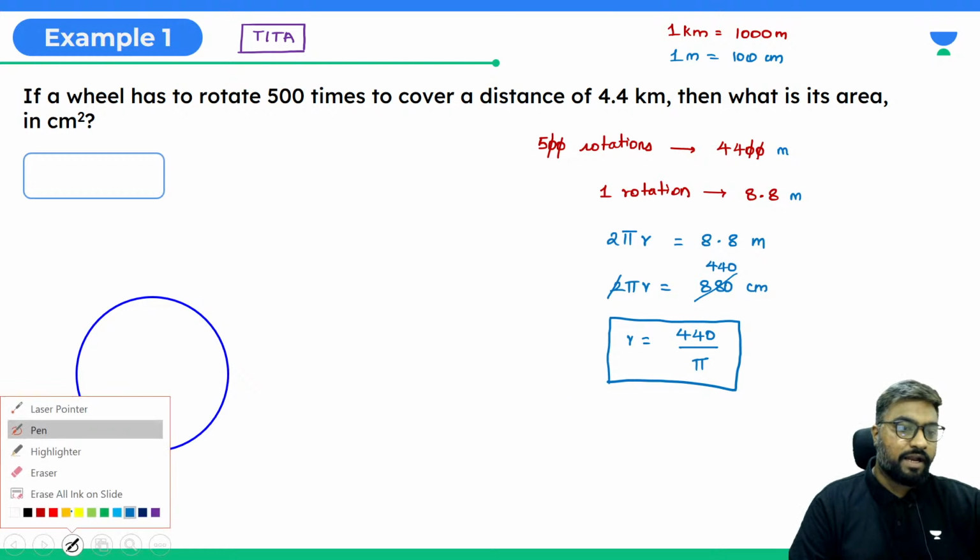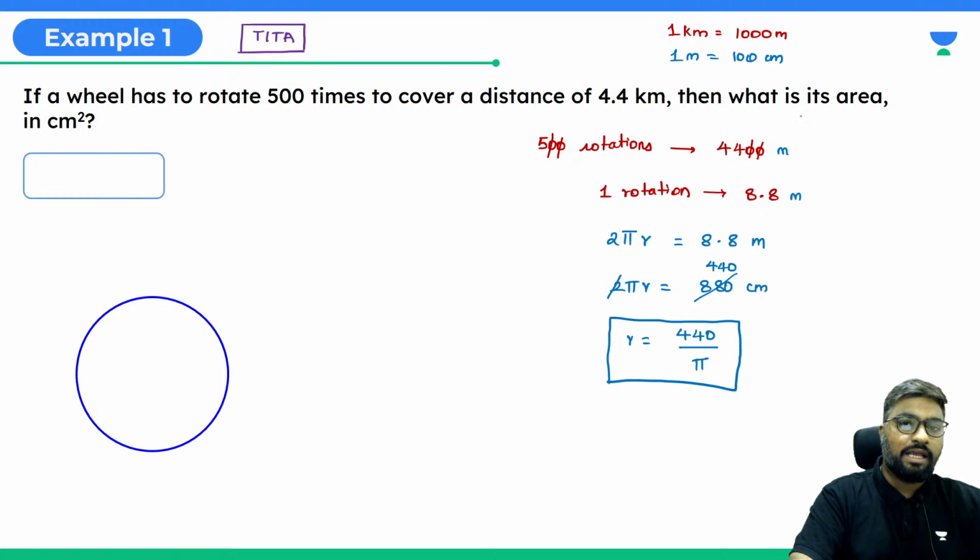Now we need to find out what? We need to find out the area of this wheel. Area is given by what? Pi times r square. Yes. So pi into r was 440, into r is what? 440 by pi. Yes, pi can be written as 22 by 7. Make sense?